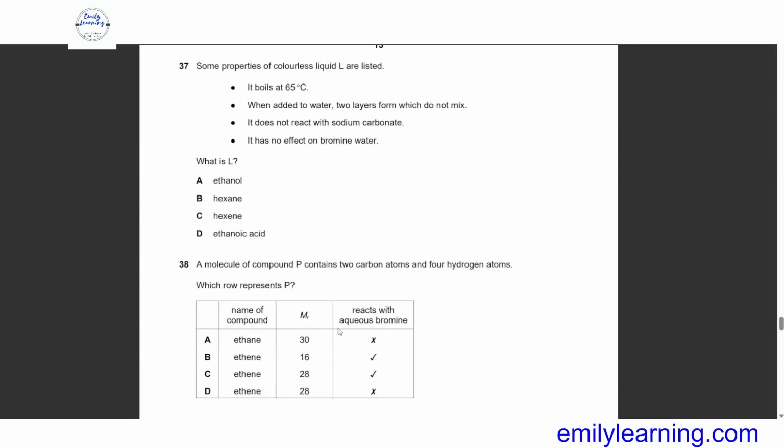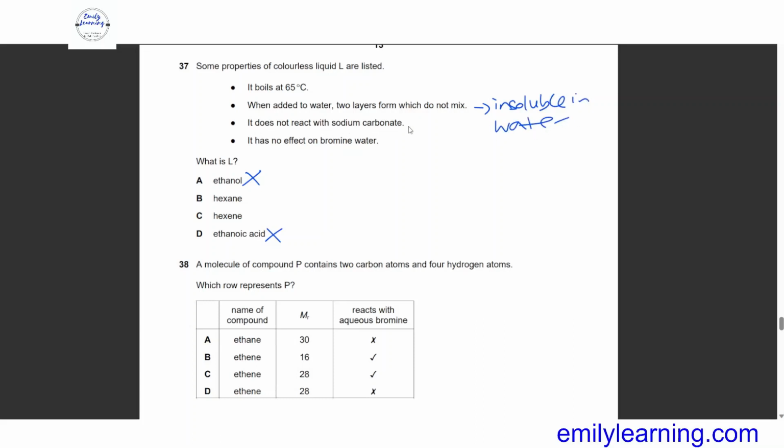Okay, now let's go on to question 37. Some properties of colorless liquid L are listed. So it boils at 65 degrees Celsius, so definitely it is not water. Anyway, there's no water as an option. Next, when added to water, 2 layers are formed which do not mix. So in other words, it is insoluble in water. So ethanol is out, ethanoic acid is out, because both of them are soluble in water. So this is insoluble in water.